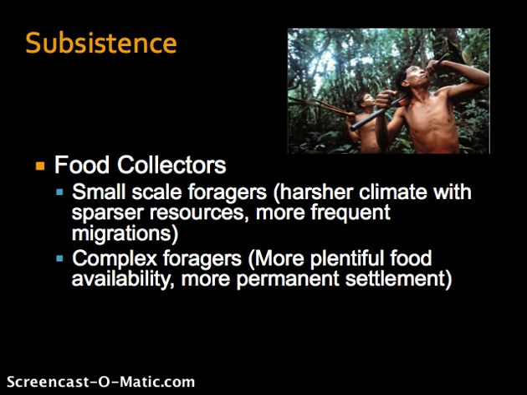Food collectors can either be small-scale foragers, where you have harsher climate with sparser resources, and therefore more frequent migrations in order to make the seasonal round. On the other hand, complex foragers have more plentiful food availability and more permanent settlement. An example of this would be the Natufian culture, who relied on wild gazelles as well as wild grains, or the Tlingit of the northwest coast of North America.